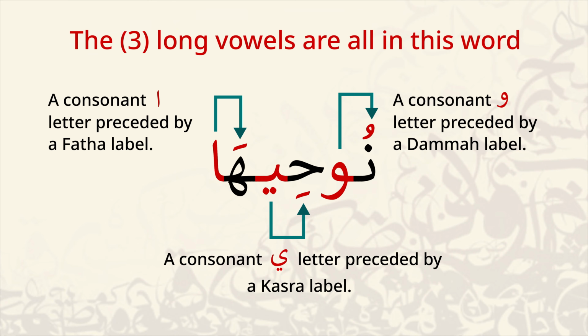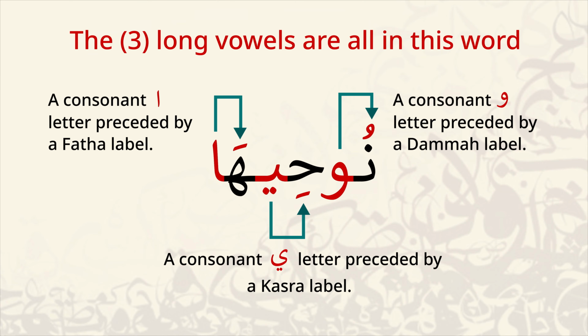It doesn't matter which letter is before the three consonants that cause the elongation. The most important point is the label of the letter before. It must be dhammah in case of elongation with wa, kasra in elongation with ya, and fatha in case of elongation with alif.